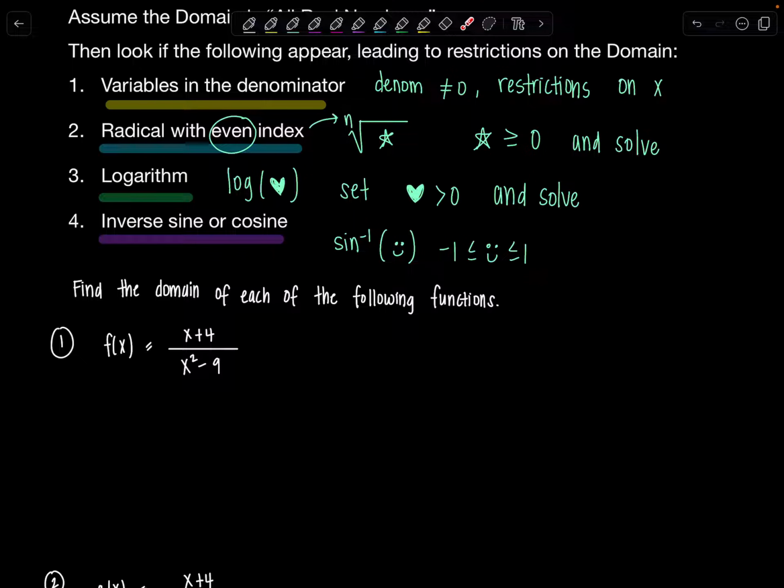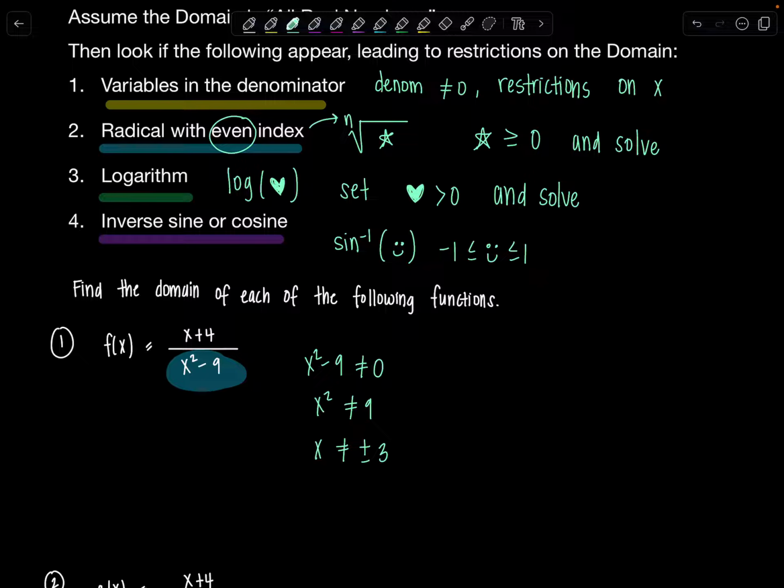What I want to make sure now is that this denominator does not equal 0, because then my function would be undefined. So I do not want x squared minus 9 to equal 0. This cannot happen. That means x squared cannot equal 9. Taking the square root of both sides, that means x cannot equal positive or negative 3. So those are the only two values that x cannot take on.